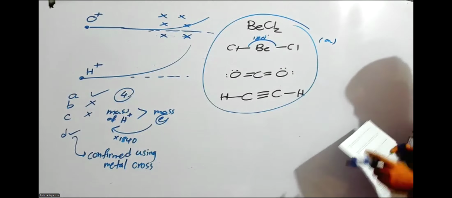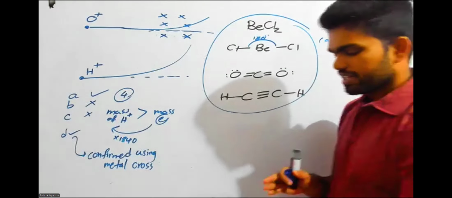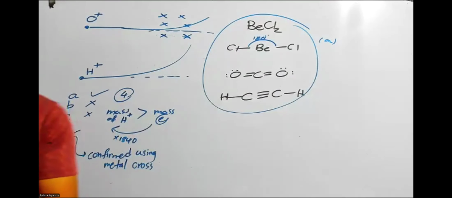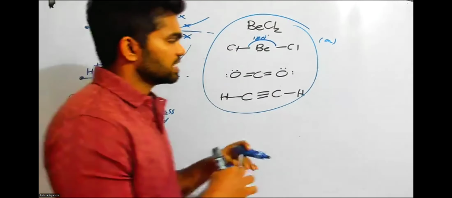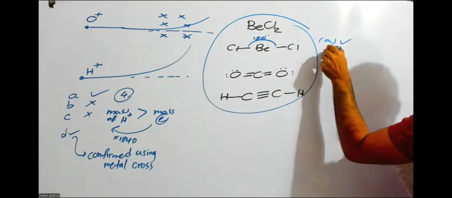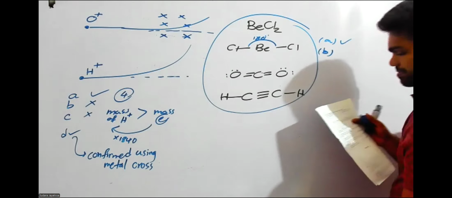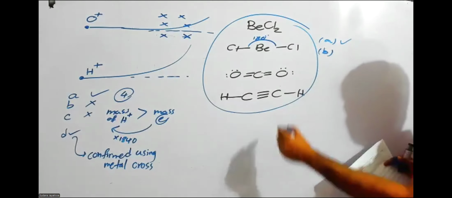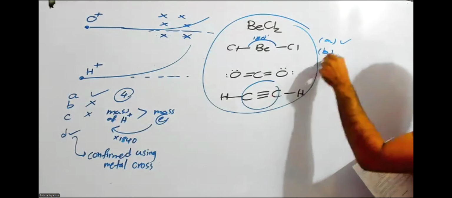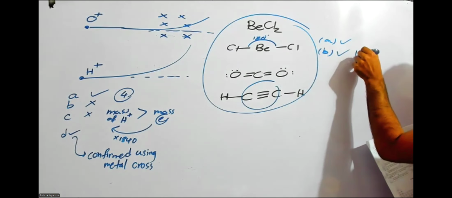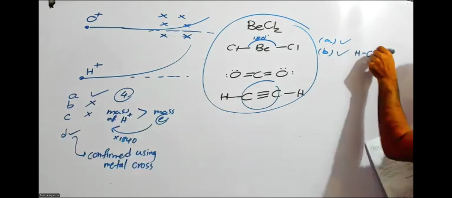Look at the first one. It says, always there are two VSEPR pairs. That is correct. Of course, that's why it was linear in the first place. Then look at the next one. It says it can form a triple bond. Yes, it can form a triple bond. That is correct, according to ethyne. Now, near that in your paper, you can draw ethyne.